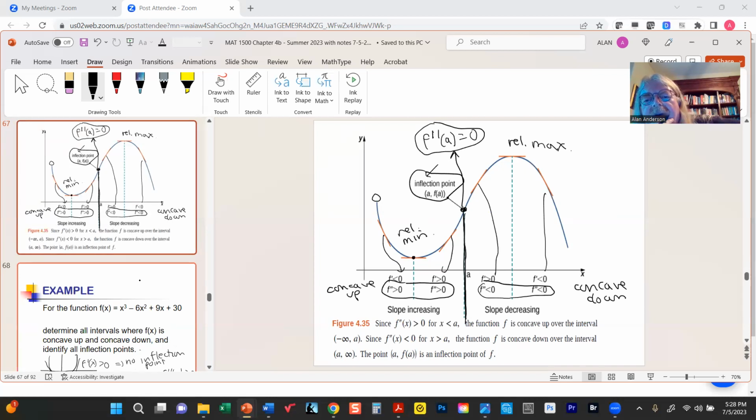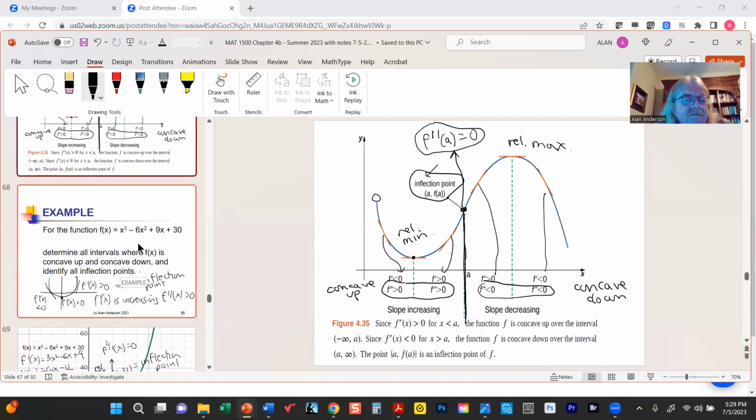Now the question is, how do we find it? If it exists, like I said, for many functions, there may not be an inflection point. What we're going to do very simply is take the second derivative of our function and set it equal to 0. Okay.